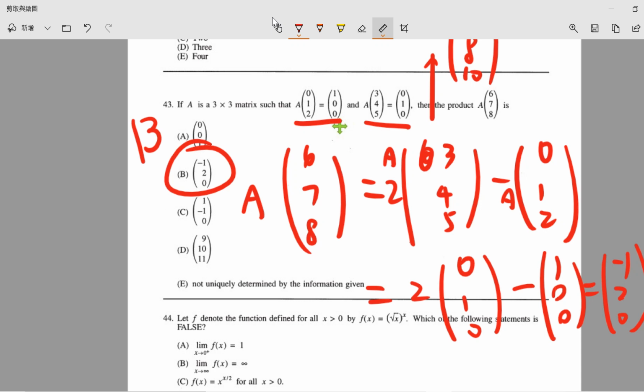Right, so up to 43 is still simple enough. We can solve it in 1 minute.